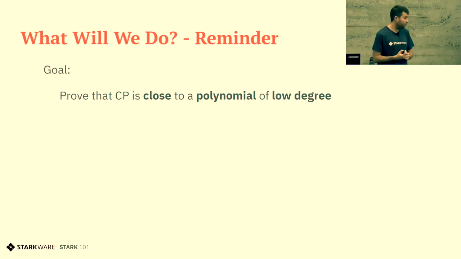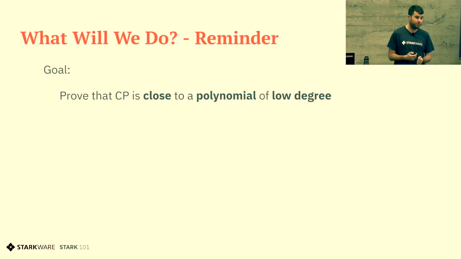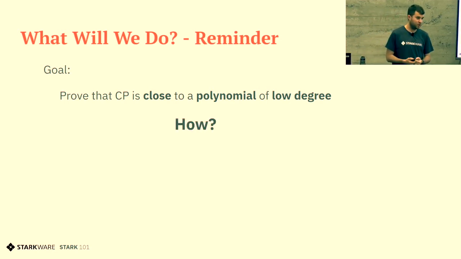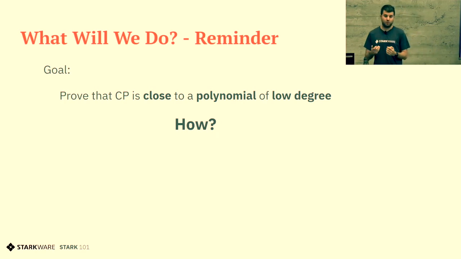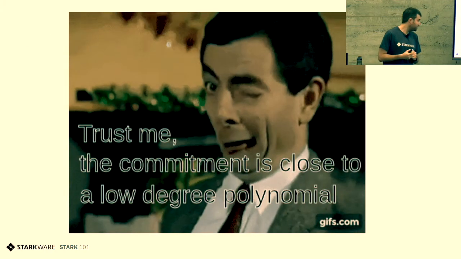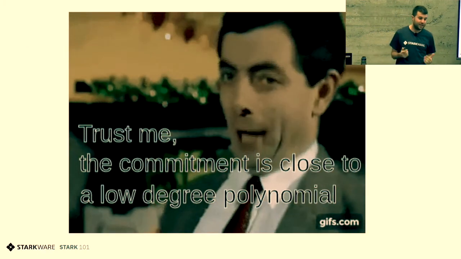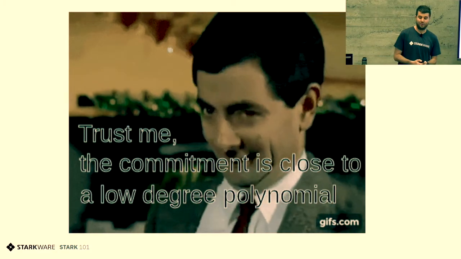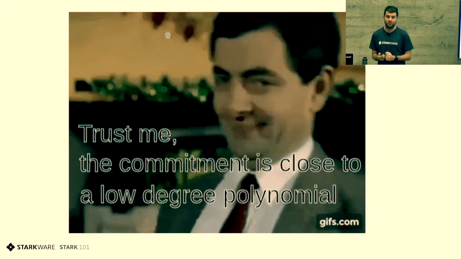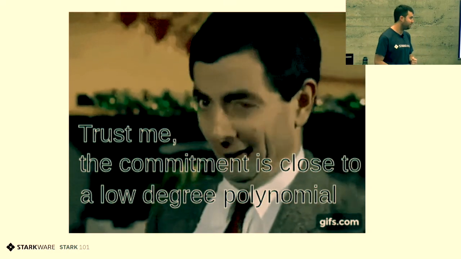So our goal, let us remember, is to prove that CP is close to a polynomial of low degree. But how are we going to do that? My first intuition was to do it by something that looks like this. Just convince the verifier and tell him, trust me, it's OK. But we are mathematicians, and they told me that I cannot do it, and we need to use some more mathematical method. So instead, we will use FRI and the FRI protocol.